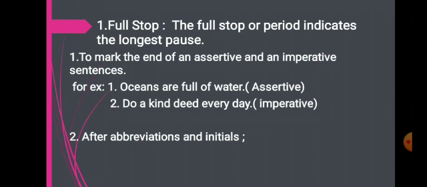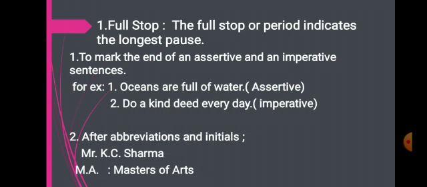Now abbreviation is the short form of some word and initials are the first alphabets of someone's name. So there are examples. Mr. K.C. Sharma. Now in this example, K.C. stands for the name of some person. In your surroundings also, there will be many people who will be famous with their initials also.